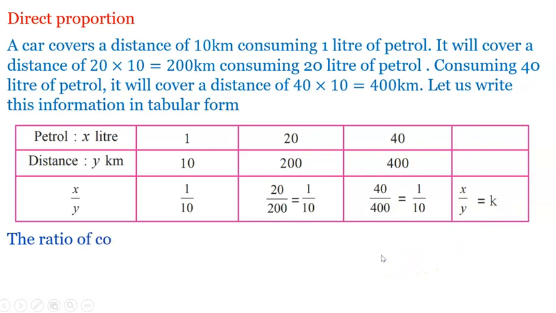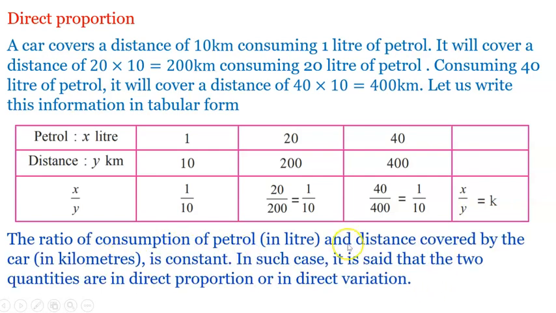Okay, the ratio of consumption of petrol in liters and distance covered by the car in kilometers is a constant. Here the ratio is a constant, 1 by 10. In such a case, it is said that the two quantities are in direct proportion or in direct variation.